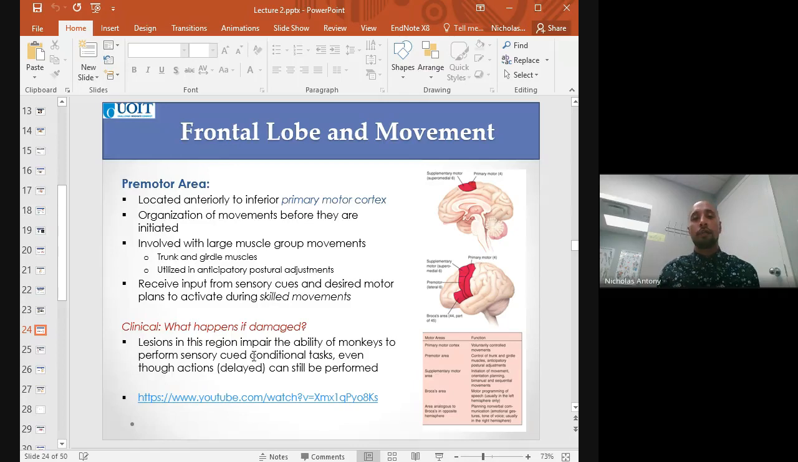They found that once they damaged the premotor cortex of these monkeys, they were unable to learn demonstration movements. They were still able to perform fine control, but if they showed the monkey how to grab for the food, it wouldn't learn that. It would have to figure it out itself through trial and error.